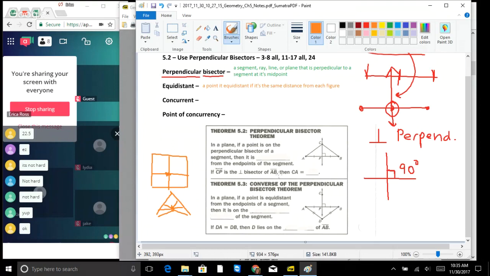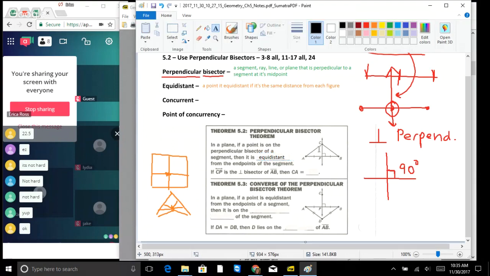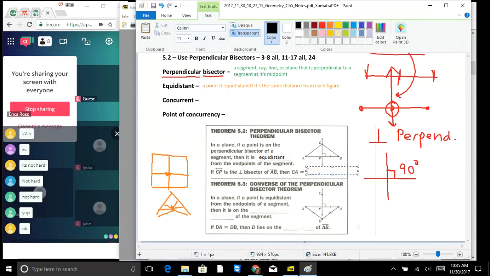Okay. So in a plane, if a point is on the perpendicular bisector of a segment, then it is equidistant from the endpoints of the segment. So if CP is the perpendicular bisector of AB, then CA equals CB.